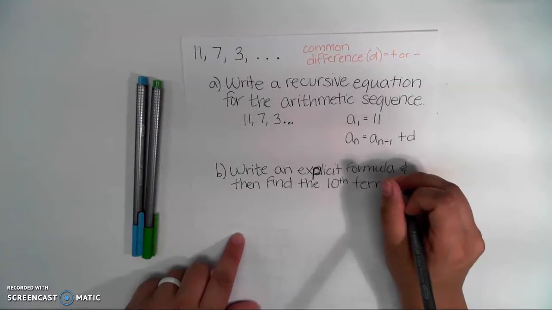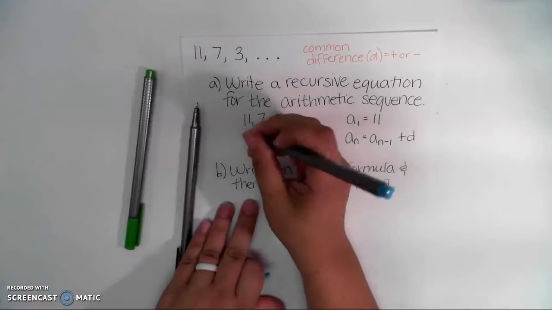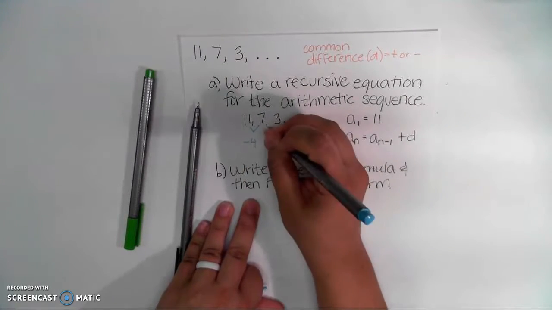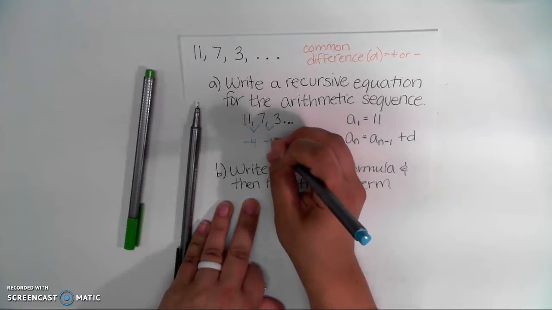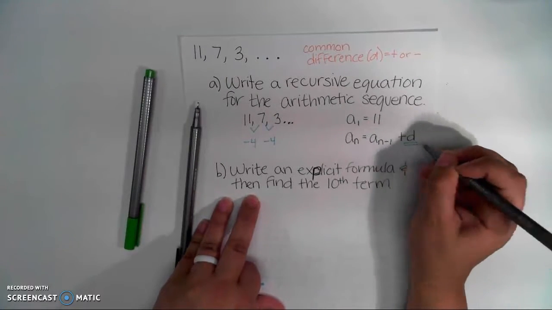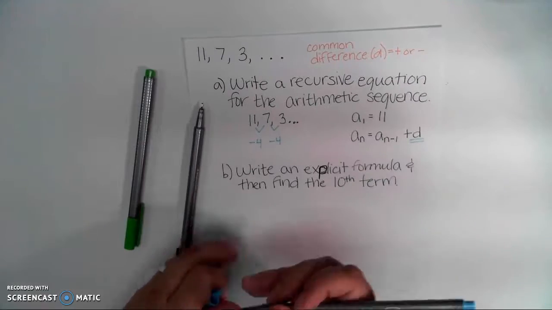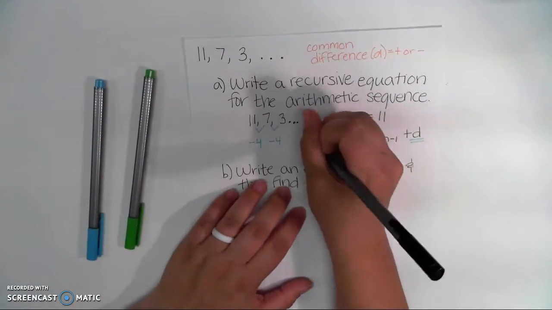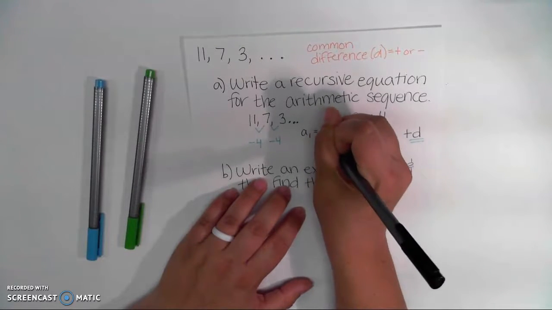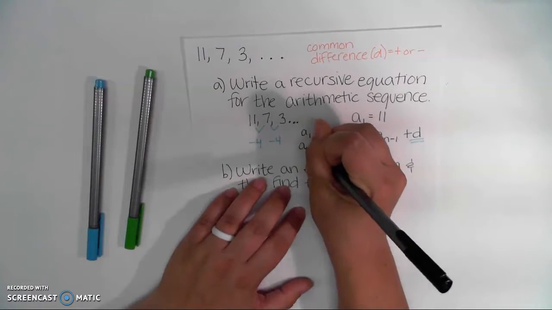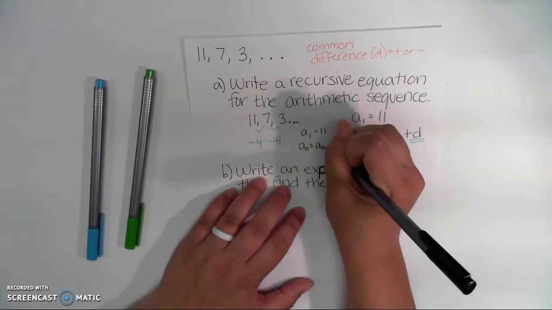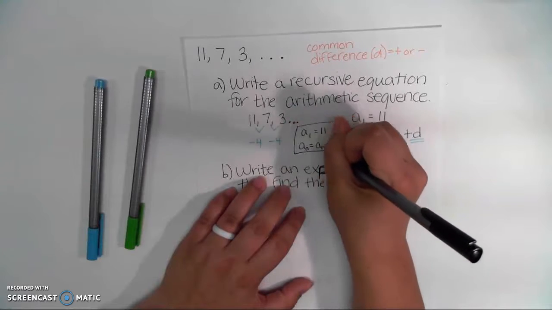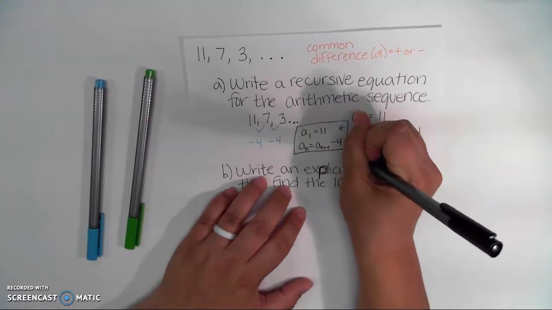So in this case, what would the d be? Well, from 11 to 7, we are subtracting 4. From 7 to 3, we are subtracting 4. So the d in that case would be minus 4. So in this case, the equation for it would be a sub 1 equals 11, a sub n equals a sub n minus 1 minus 4. And there is your recursive formula.